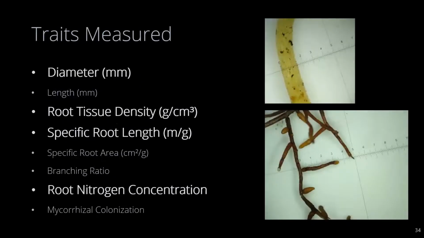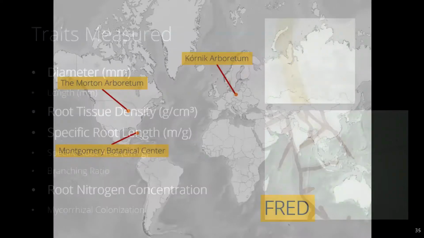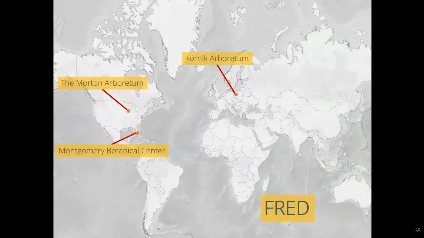So we measured a bunch of traits. I'm only going to talk about the 4 that are highlighted here because these are the 4 that make up the core of all the other syntheses I just showed a moment ago. And the data that we used for this started with our fine root ecology database, but as we know, that's biased towards the Pinaceae. So we did specifically do several sampling campaigns, first where I work in the Morton Arboretum, and then with a collaborator of ours in Poland, Marcin Zaworny at the Kórnik Arboretum. And then this spring, we took a sampling trip specifically down to the Montgomery Botanical Center in southern Florida.